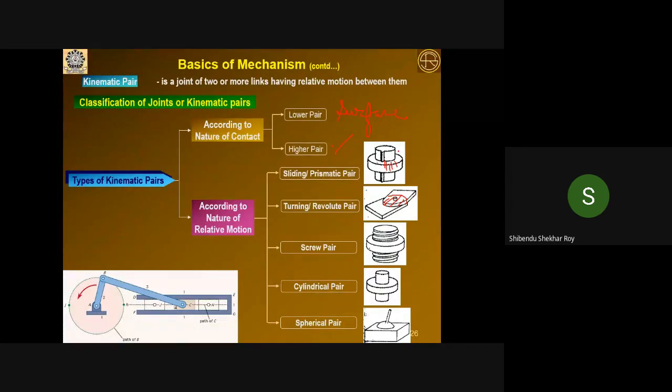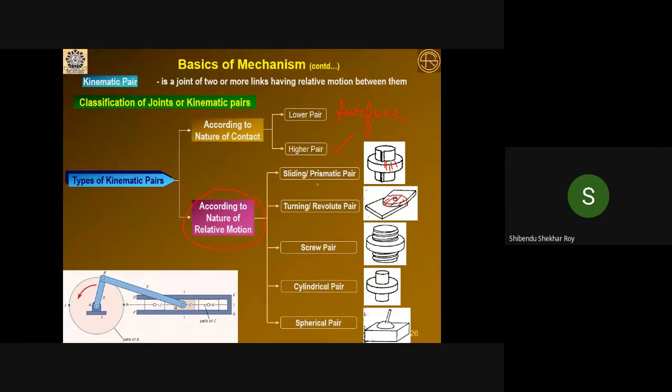So example of higher pair is ball bearing. Your gear drive, 2 teeth are basically in touch in a line. Another is the cam follower mechanism, that is also example of a higher pair. Lower pair means surface contact, and different types of lower pair. A lower pair again classified according to the nature of relative motion.